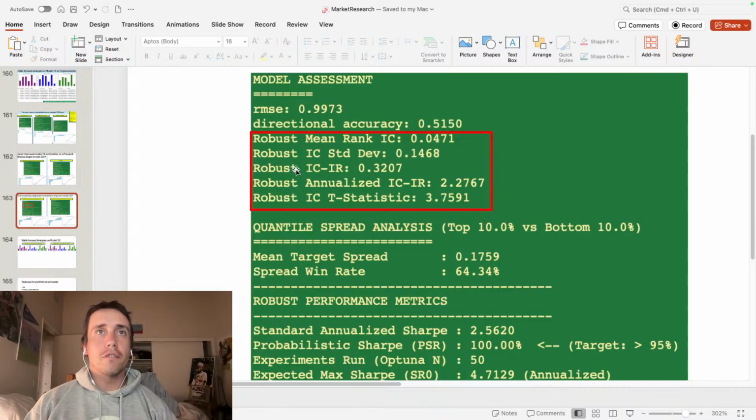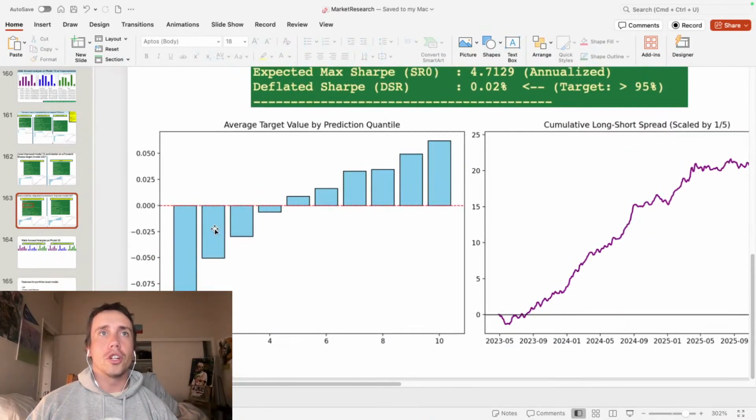Information coefficient to information ratio, my goal is 0.03. The value here is 0.3, so larger by an order of magnitude. On an annual basis, my goal is 0.3. I'm getting 2.2, so again, larger by about an order of magnitude. And my goal for the t-statistic is 1.98. I'm getting about double that. So just on the metrics alone, this model looks really good.